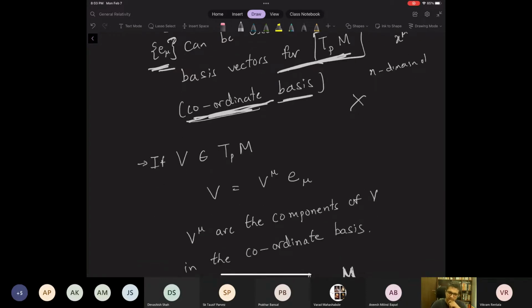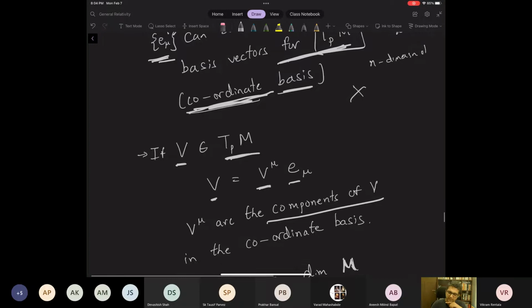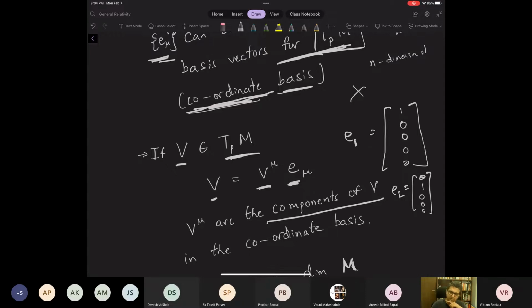So any general vector that belongs to this tangent space, we can express it as some coefficients, which you can think of as the components of this vector v, times the basis vectors e mu, where again there's a summation over mu. So when you write a column vector, what you really mean is this is what we think of as E1. E2 would be 0, 1, 0, 0, 0, and so on. Now it's just that our basis vectors themselves are defined using operations.